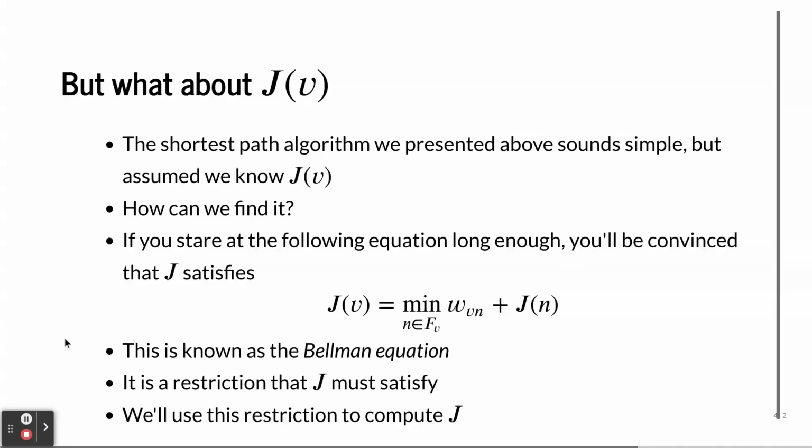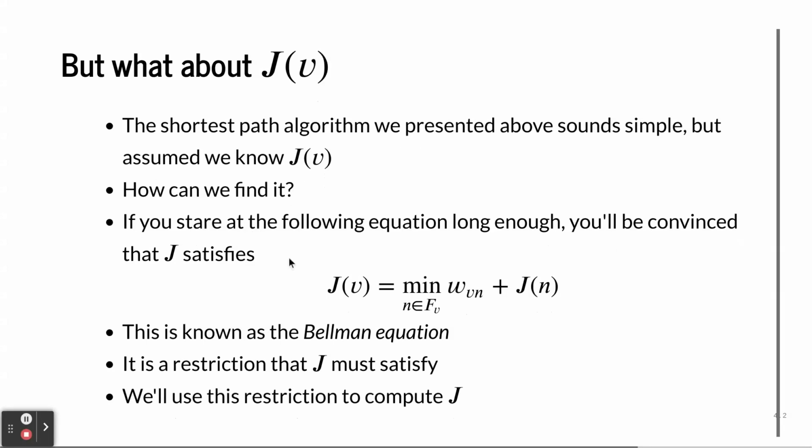So I kind of hinted at it above when we talked about the algorithm, but if you stare really hard and for long enough at the following equation, you can convince yourself that the following identity must hold for the true cost to go function J. So we say that J of v for any node v is equal to the minimum over all nodes n in the neighborhood of v of the weight of the edge from v to n plus the cost to go function at n.